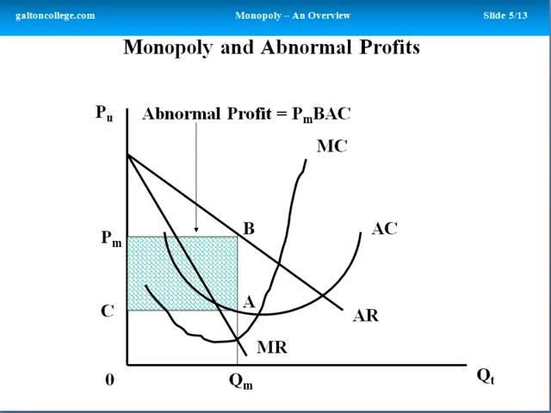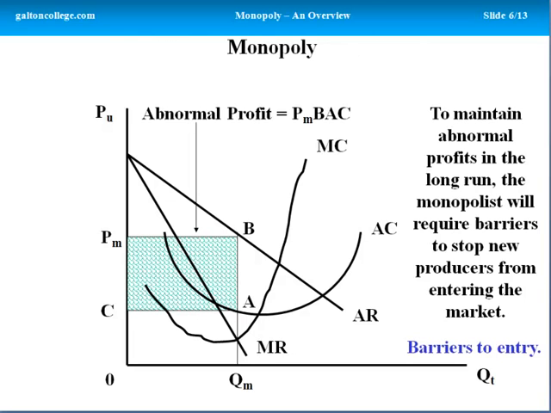So there are abnormal profits in there, and the abnormal profits are equal to PM, B, A, C. So the area of this rectangle is the extent of the abnormal profits. To maintain the abnormal profits, as I said, the company would have to have barriers to entry. They would have to be able to stop other companies from setting up against them.